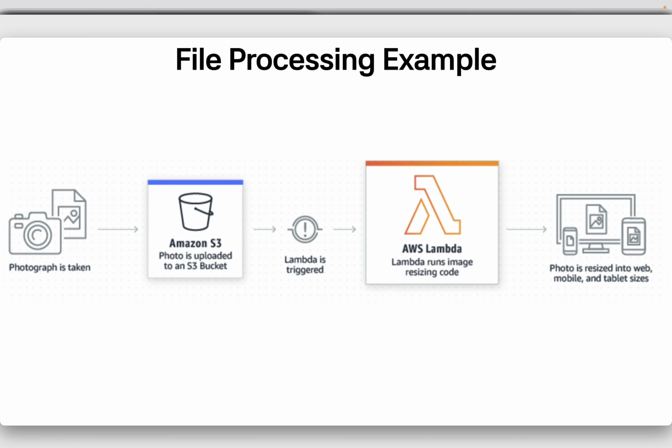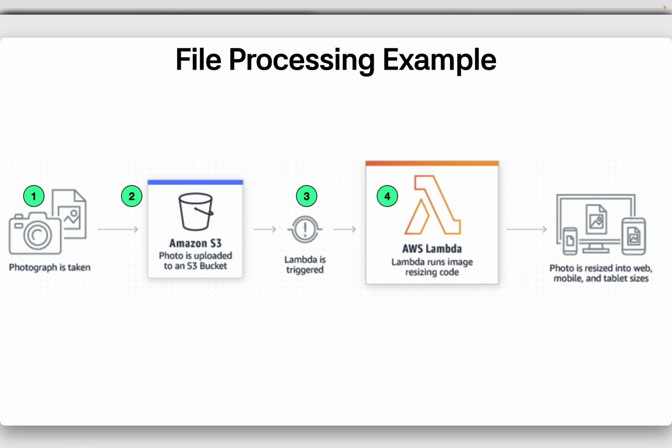So this is the file processing example. So first, a photograph is taken, and this is the initial action where a user or an automated system captures a photo. Second, Amazon S3. Once the photograph is taken, it is uploaded to S3. Then Lambda is triggered. After the photo is uploaded to S3, it automatically triggers a Lambda function.